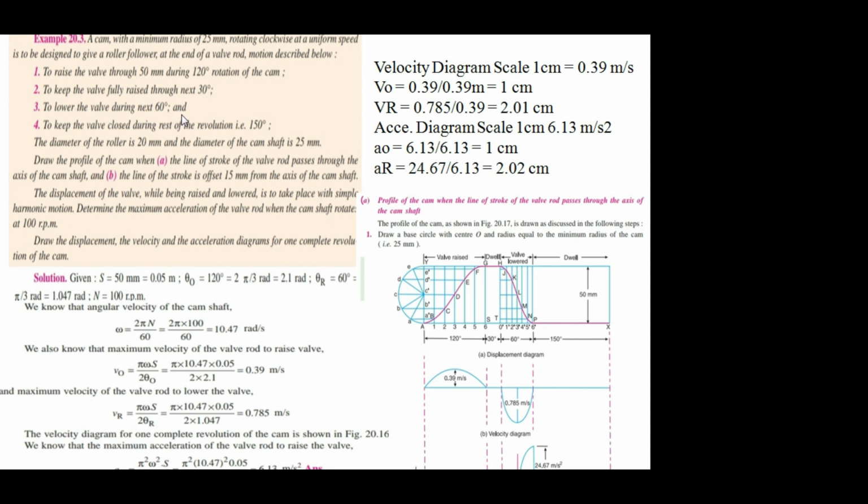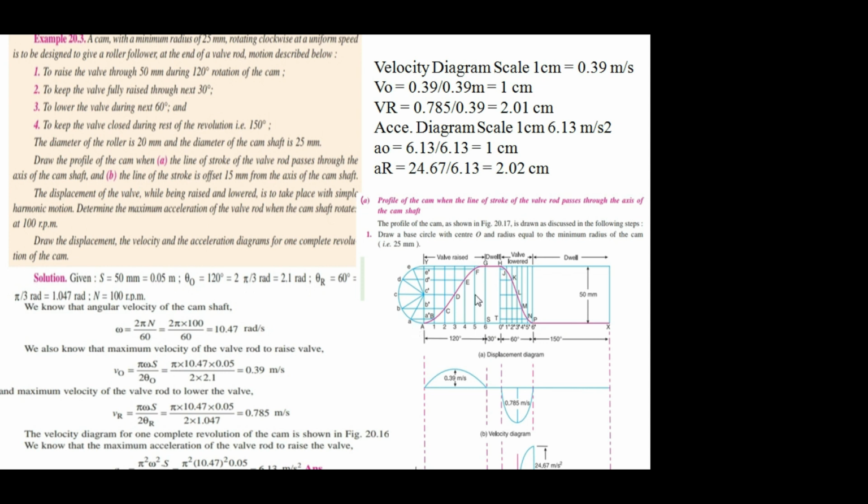Then during the next 60 degrees of rotation, the valve rod is to lower. So it is the instroke of the follower, and for the remaining 150-degree rotation of cam, the follower is again at the rest position. So this is the dwell number 2nd. So theta O, that is the rotation of cam during the outstroke, is 120 degrees. During the instroke, the rotation of cam is 60 degrees, and for dwell 1 and dwell 2nd it is 30 degrees and 150 degrees.